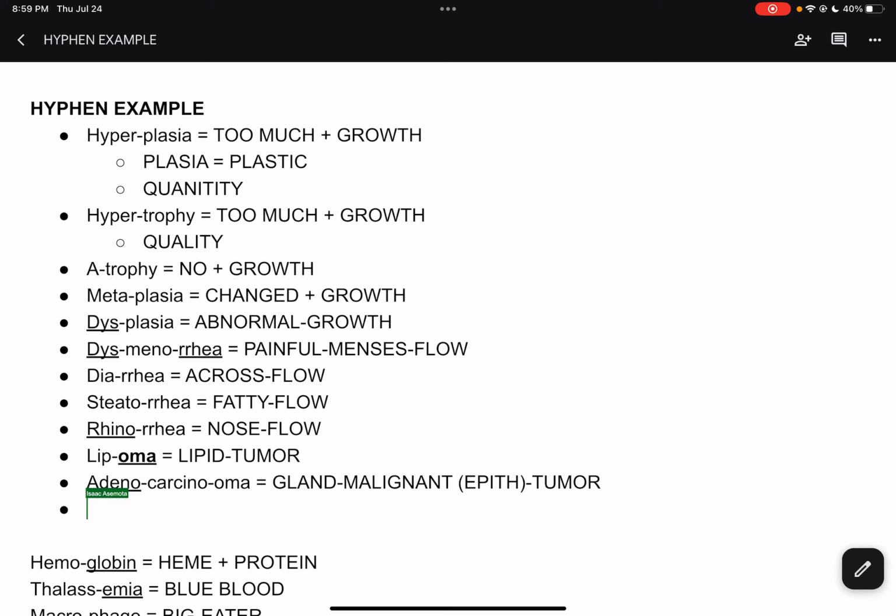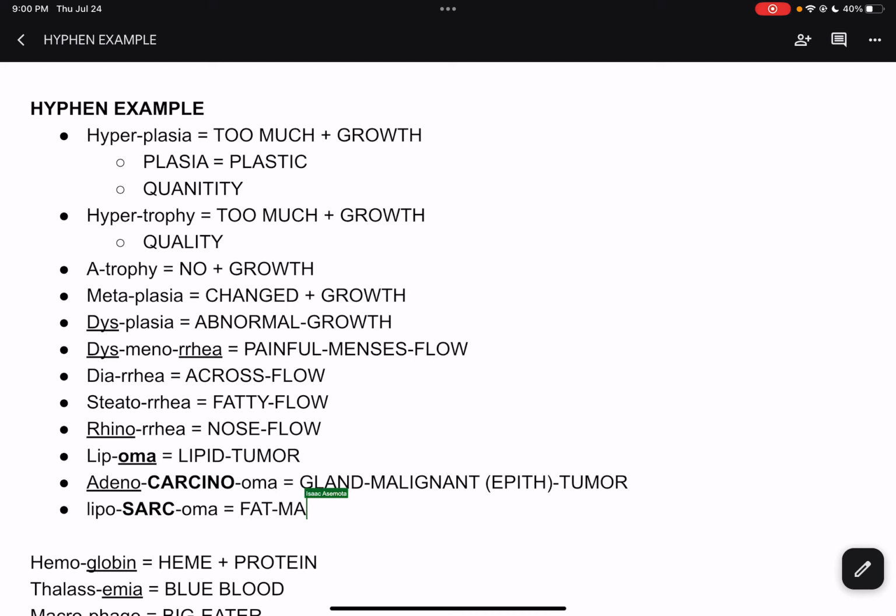Why did I put that? Because there's also sarcoma, right? So let's say liposarcoma. The carcino means malignant. The sarc also means malignant. But what's the difference? The difference is that carcino is malignant epithelium, whereas sarc is malignant connective tissue. No, sorry, I should say flesh.